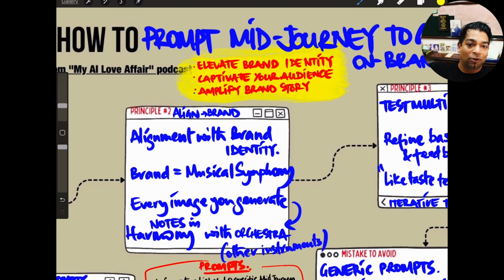So if you have your orchestra, which is the other instruments, playing on a different scale, on a different set of notes, then they don't sound great, however good each one of them are separately. The brand alignment allows you to bring it together to create the symphony in line with your vision and what you're trying to create. So, principle number 2 is aligning it with your brand.